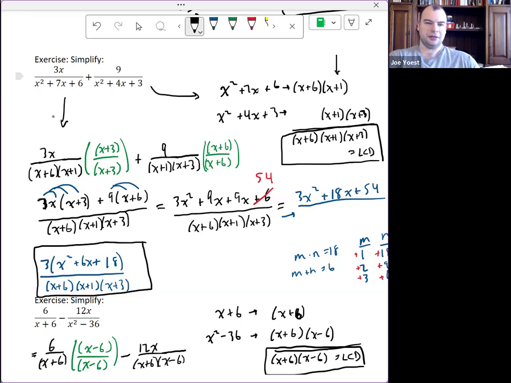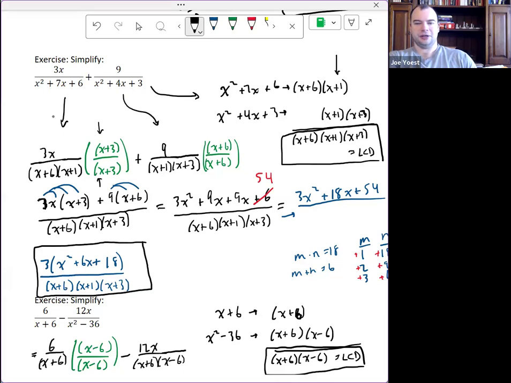So for our first fraction, we get 3x over, and then we'll choose to write the x squared plus 7x plus 6 as x plus 6 times x plus 1. We have two of our building blocks taken care of. We need to multiply by x plus 3 then. So we multiply by that on the bottom to make the LCD, and then of course on the top as well, so we don't change the value.